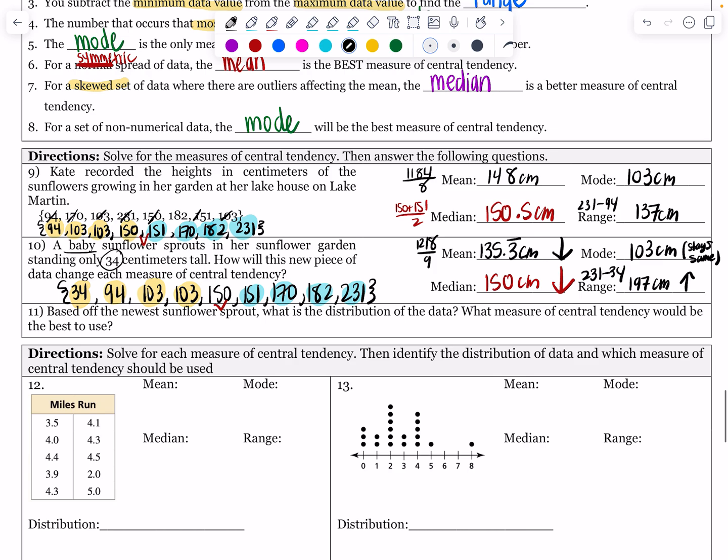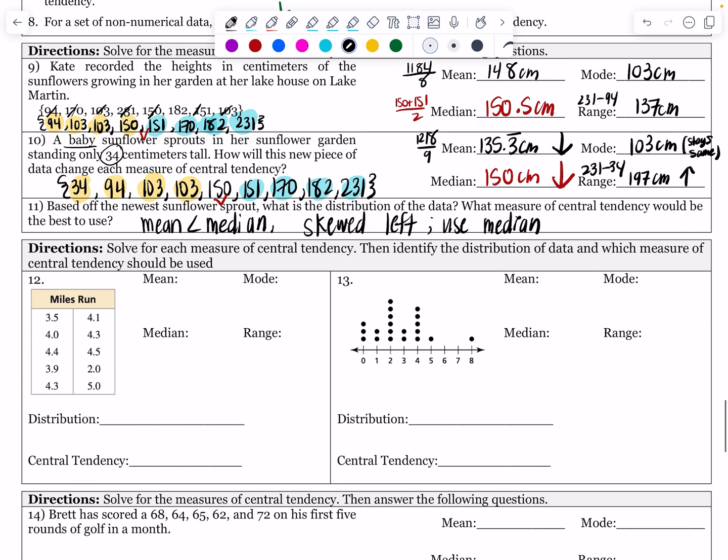All right, based off of the newest sunflower sprout, what's the distribution of the data? Because our mean is less than our median now, that our average was brought down, it is going to be skewed left. And so since it's skewed, we're going to be using the median. If we're looking at the best measure of central tendency for the height of these sunflowers, the median is going to be a better measure than the average because the average got brought down by the outlier.